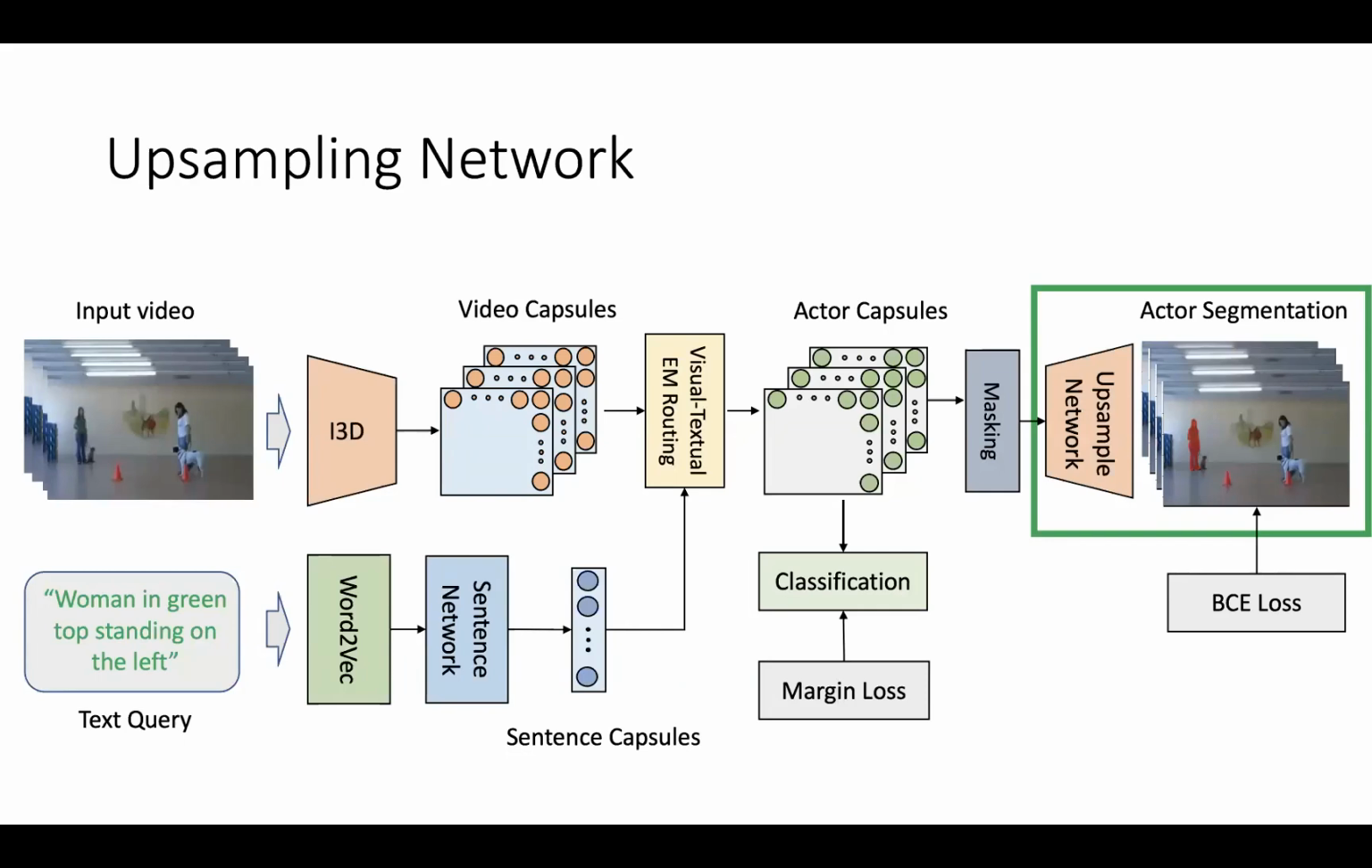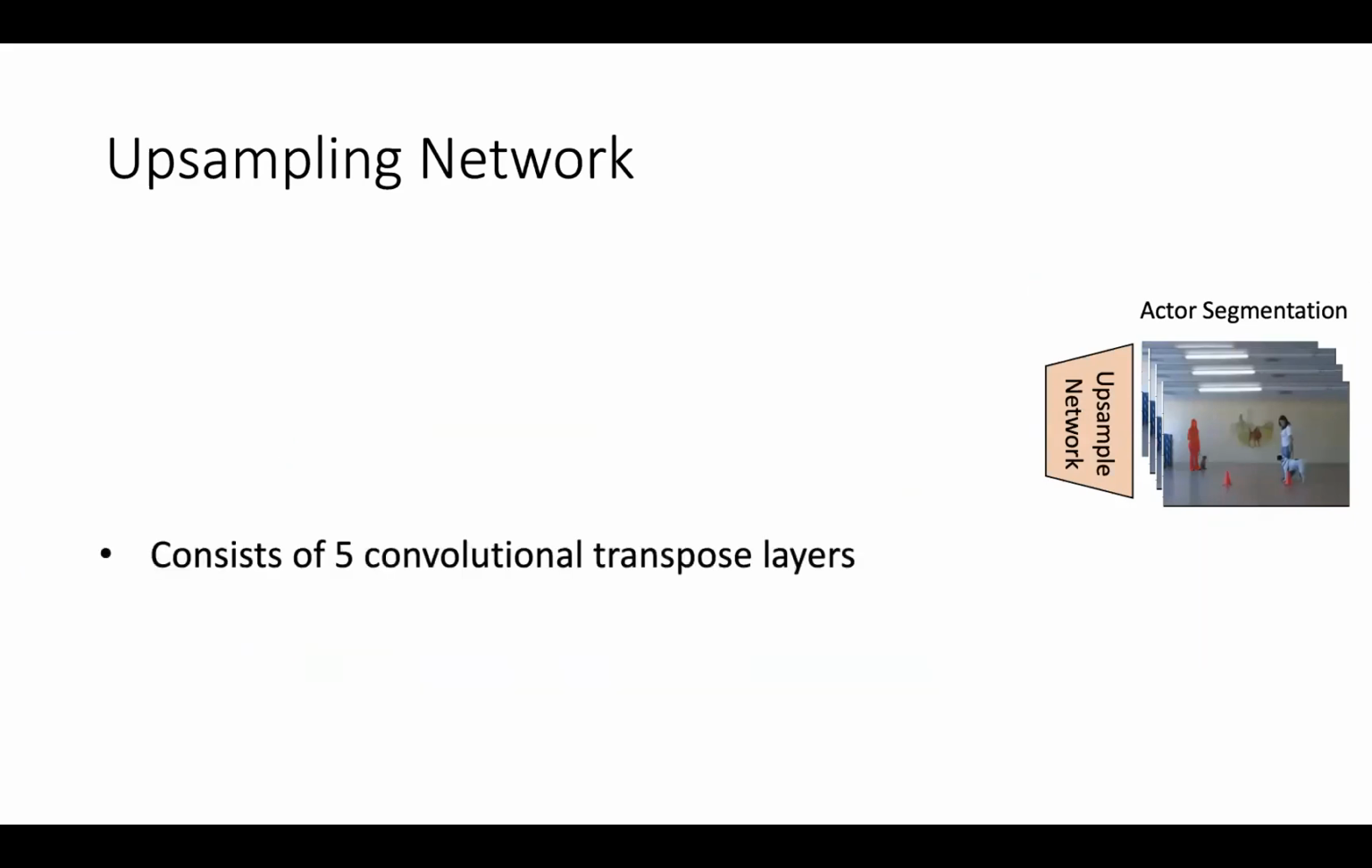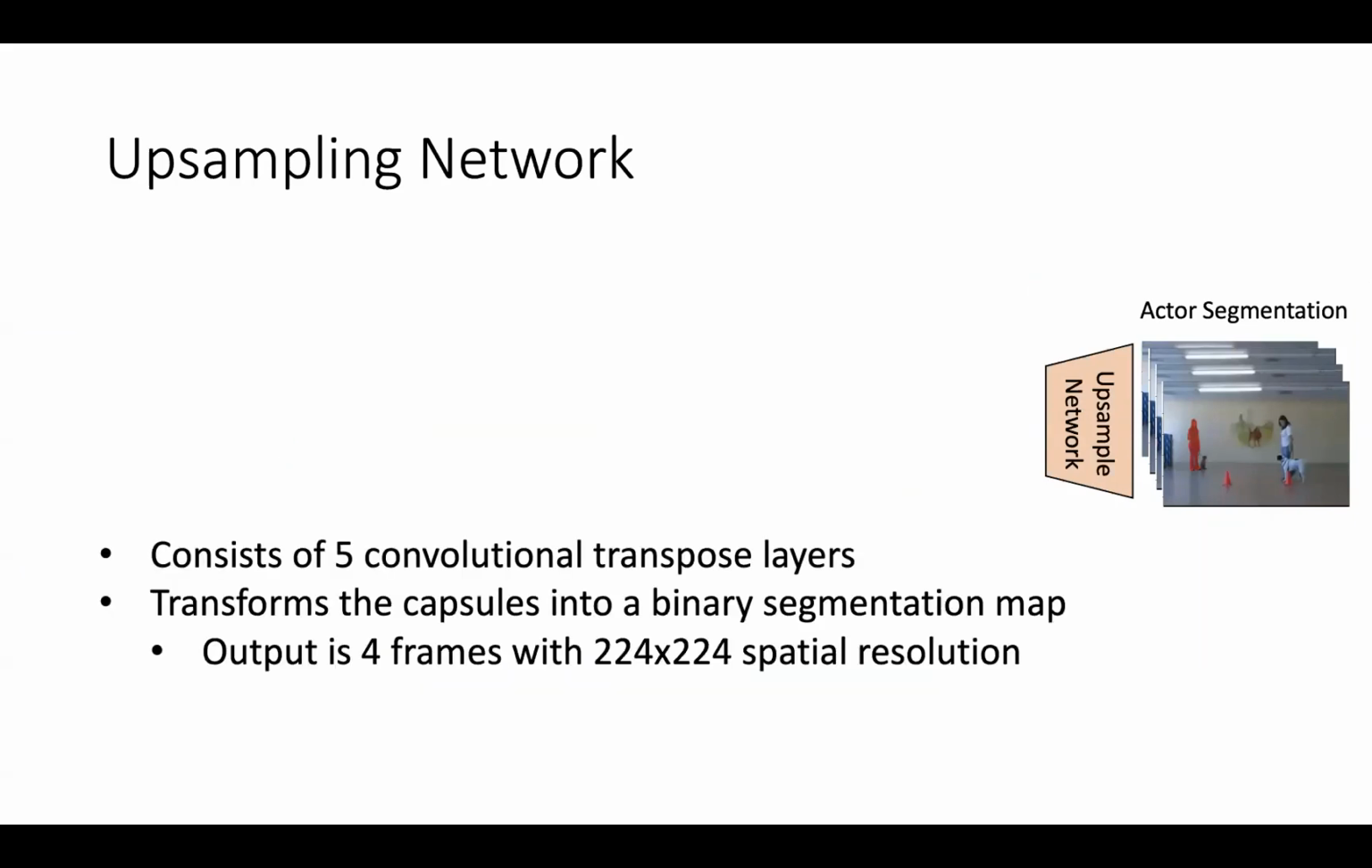Then we pass these capsules into the upsampling network, which consists of 5 convolutional transpose layers. And the output of this is a binary segmentation mask for all 4 frames of the video.